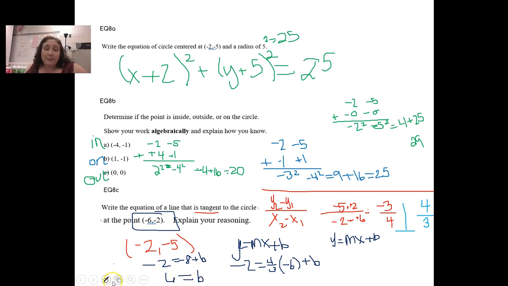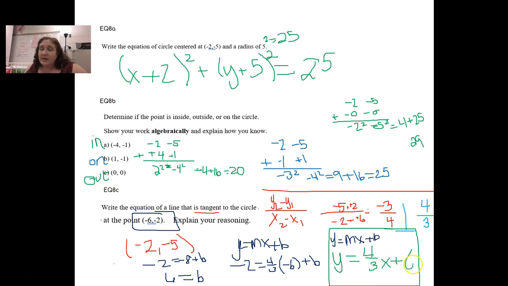So now you're going to go back to the first y equals mx plus b. Down here in this green box, the y stays the same. The slope is 4/3. The x stays the same. And now we add our 6.